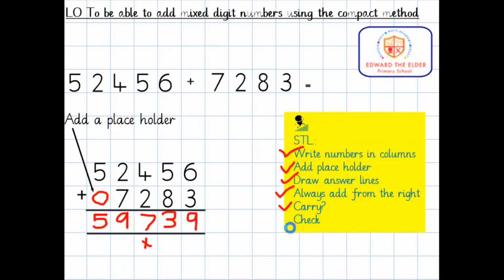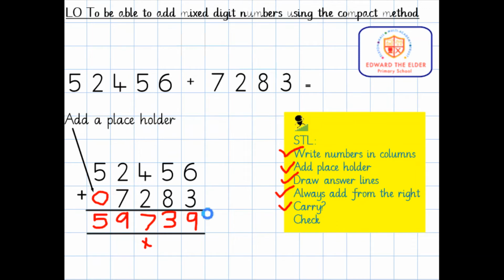My next step tells me to check, so I'm going to just double check that I've done all of these things to help me ensure my answer is correct. 6 is in the correct column above 3, and all of my other digits, as we can see, I've put them in my columns, so I've done that. Have I added my placeholder to remind myself where to put these digits? Tick. Have I got my answer lines? Tick. Did I start on the right? Yes, I know I did, but let's double check my addition.